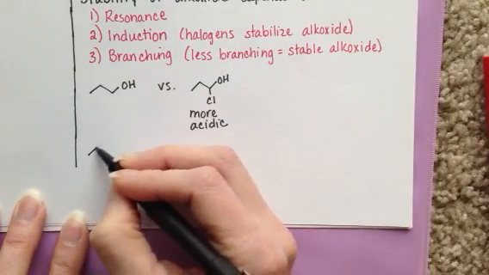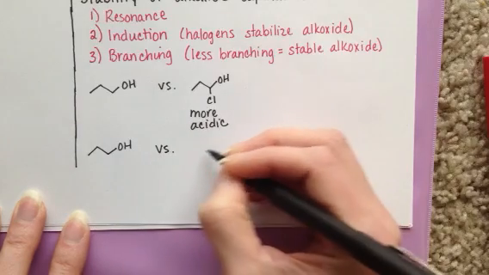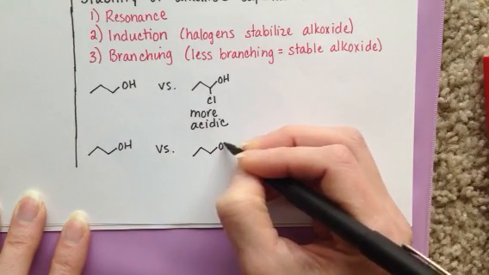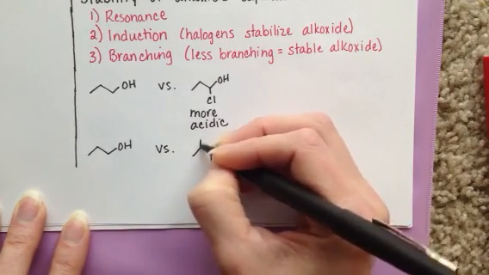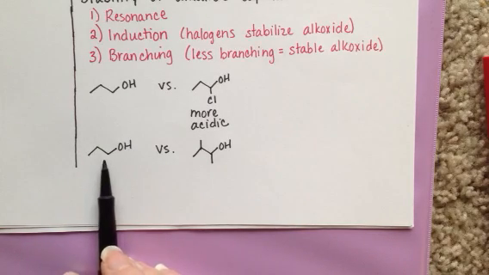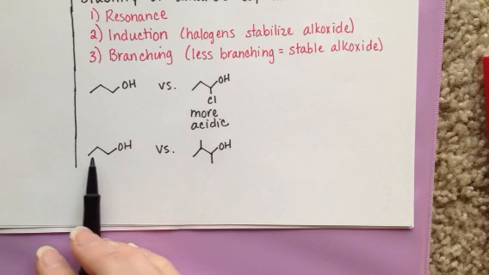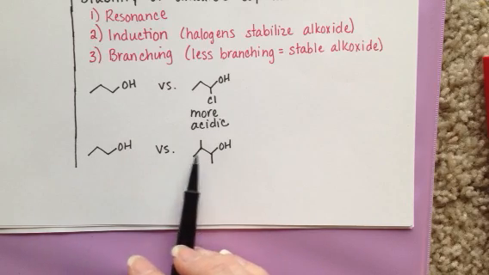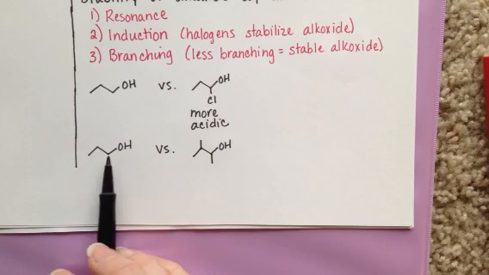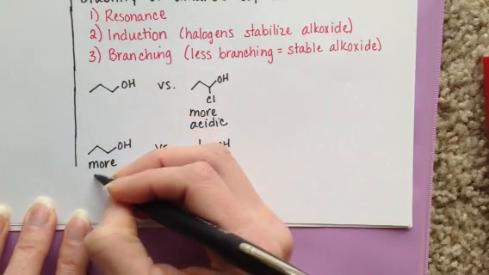If we wanted to compare these two alcohols, we would say that this alcohol is more acidic than this one. This alcohol has branches on it. This one doesn't have any branches. The fewer branches you have, the more stable your alkoxide is, and the more stable your alkoxide is, the more acidic your alcohol is.